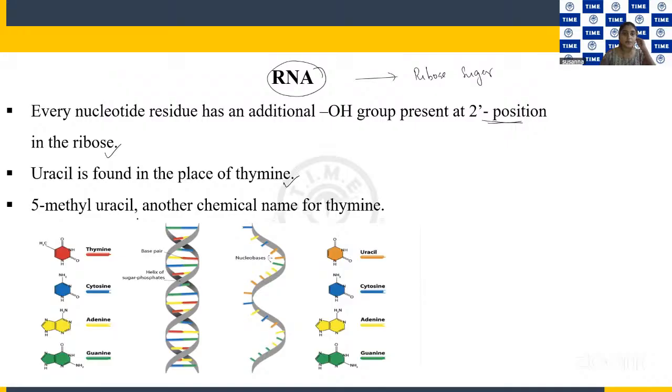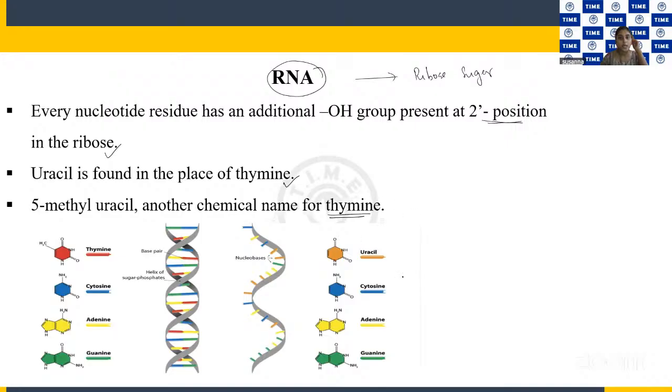And 5-methyl uracil is another chemical name for thymine. So another name for thymine is 5-methyl uracil. So to the uracil, if you add a methyl group at the 5th position, then we get thymine. So that is the idea.